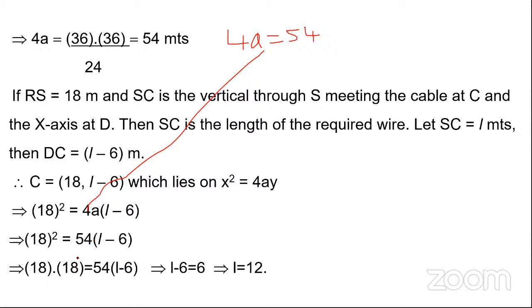So 18 threes, 3 sixes, cancelling. We get L minus 6 equal to 6. Taking 6 to the right side, you will get L as 12 meters. So what is the length of the wire which is at a distance of 18 meters from the midpoint? That is L equal to 12.